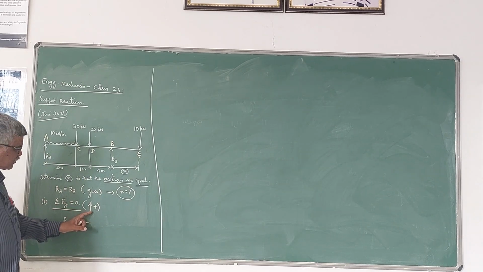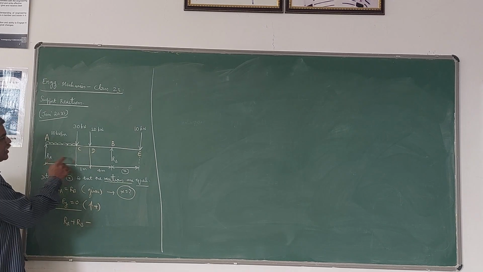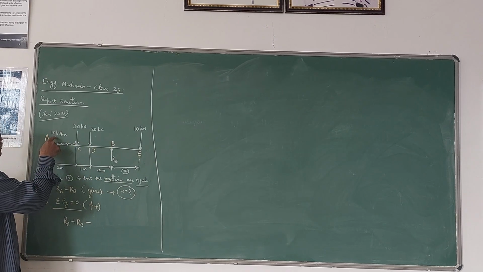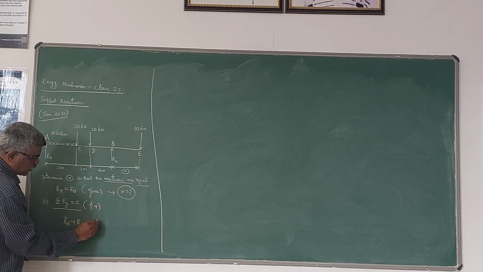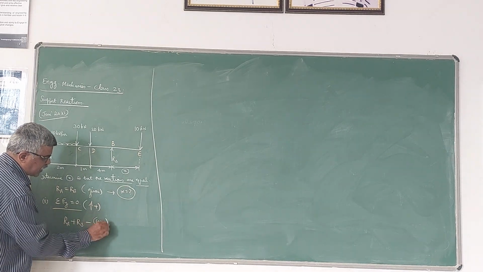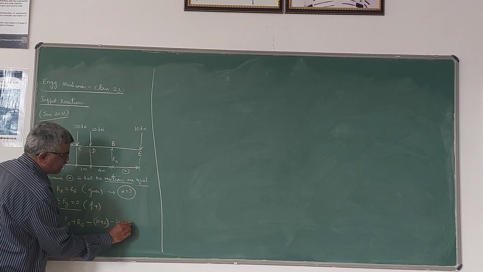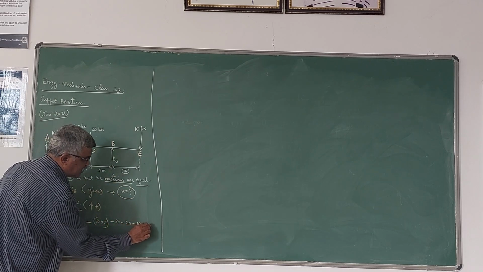Forces acting upwards positive, downward negative. RA and RB are acting upwards, and all the other forces are acting downwards. So minus 10 into 2 is the total UDL, minus because it is acting downwards. Minus 30, minus 20, minus 10 is equal to 0.